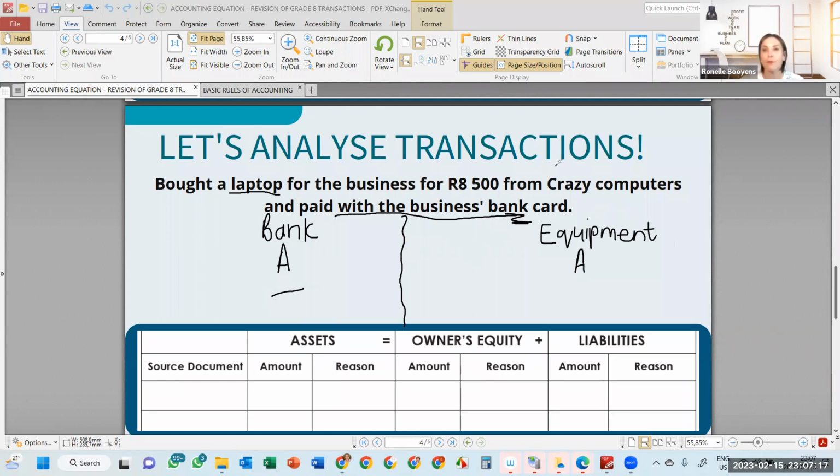Help me with this one. Yesterday, we didn't have a laptop in this business. It's a new business, right? Today, the owner or whoever was sent went and bought a laptop for the business.